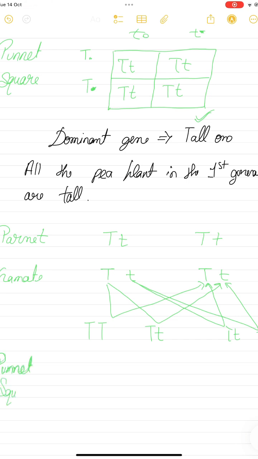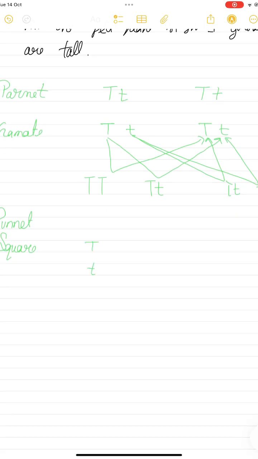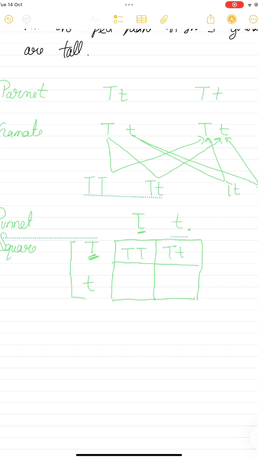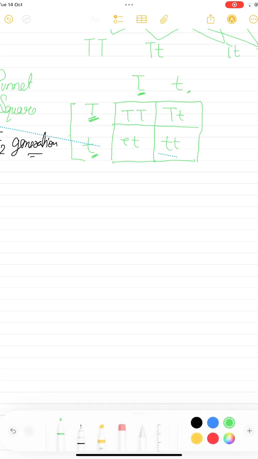Now if you want a Punnett square, because majorly the teacher will ask, we make a Punnett square here. It will be similar: big T with big T, big T with small t, small t with big T. The big T will be written first. You cannot write small t first and then big T, because big T is the dominant gene. This is what we get as the second generation.